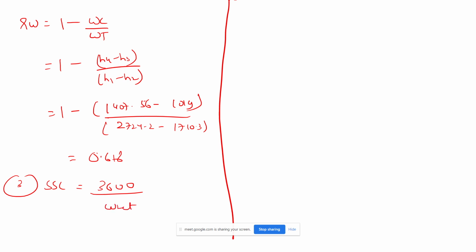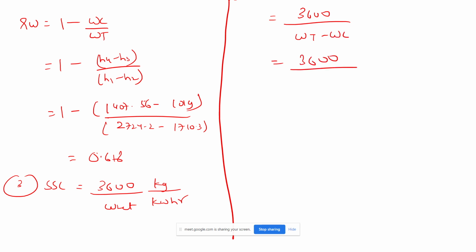Third part, specific fuel consumption, that is 3600 upon network. Its unit is kg per kilowatt hour. So directly put the values. It is 3600 divided by turbine work minus compressor work.